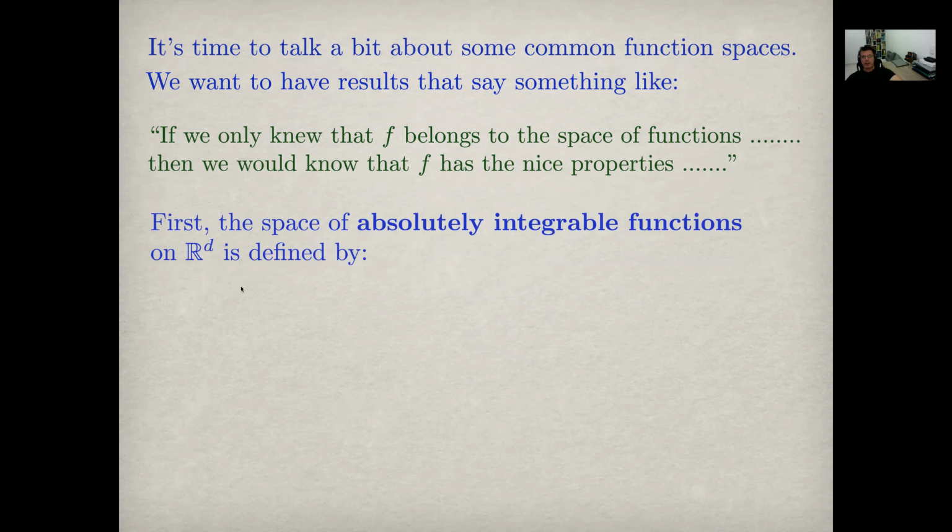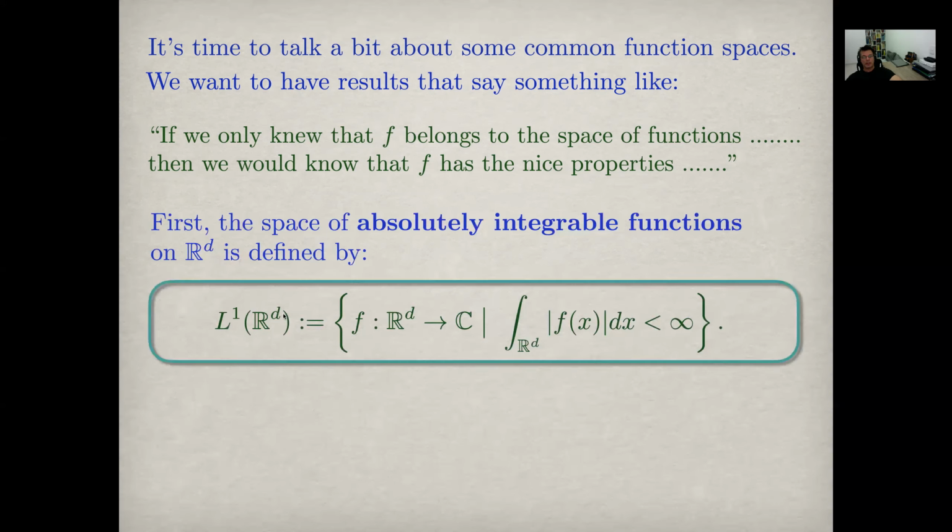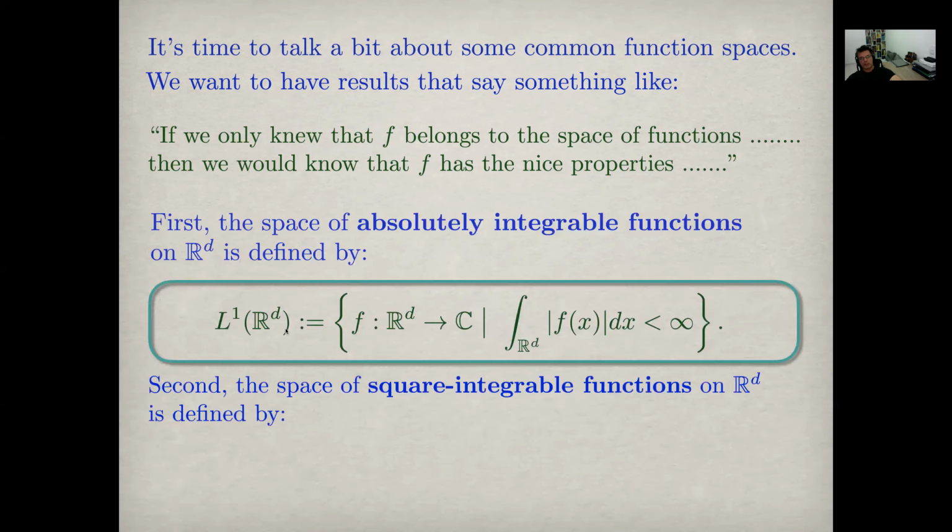So first, the space of absolutely integrable functions on R^d is defined by this set, the set of all functions such that the integral of the absolute value of the function converges. Very, very natural to want this. It's kind of similar to absolute summability, where the sum of the absolute value of the nth term converges, but it's not exactly the same. Let's see, so that's the L1 space.